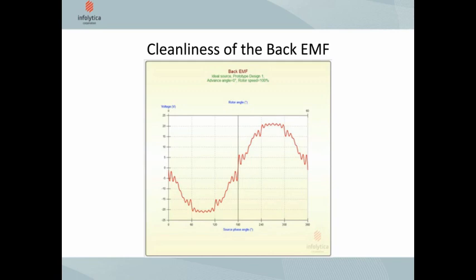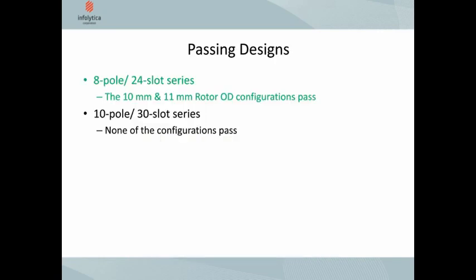So if I assess the possibilities for the passing designs, it turns out that my 10-pole 30-slot configuration falls out and is no longer a candidate, and I end up with 2 possible candidates, both in the 8-pole 24-slot series, my 10 millimeter and my 11 millimeter OD candidates.